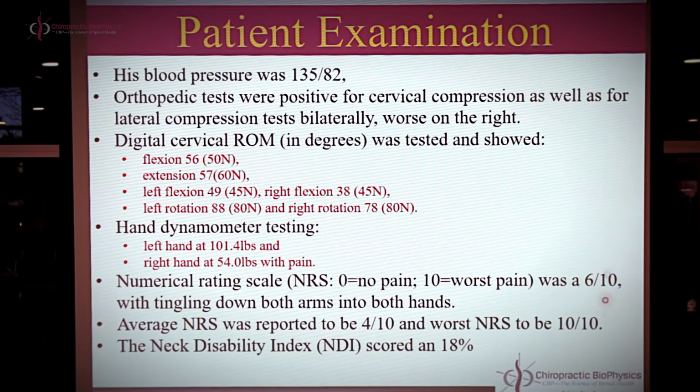Okay? Numerical rating scale. He's a 6 out of 10 at his worst. Now that's approaching severe, not quite. That's at the upper end of moderate neck pain. Pretty intense. He's got tingling and numbness down both arms, primarily in the right. His average neck pain, average day-to-day, every day he wakes up, he's a 4 out of 10. That's moderate neck pain. His severe is a 6 out of 10.